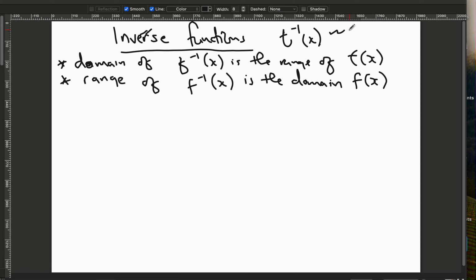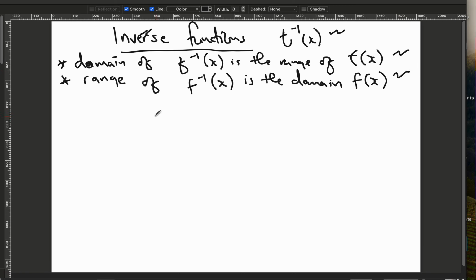There are a couple of things that you're supposed to know. When I have an f of x, if I get its inverse, the domain of that inverse is supposed to be the range of f of x. So always know that the domain for an inverse is the range of the original function, and at the same time, the range of the inverse is the domain of f of x. Just always remember these rules, right?